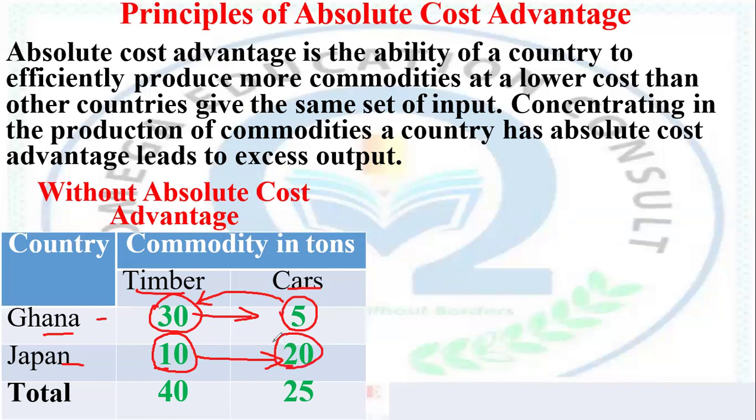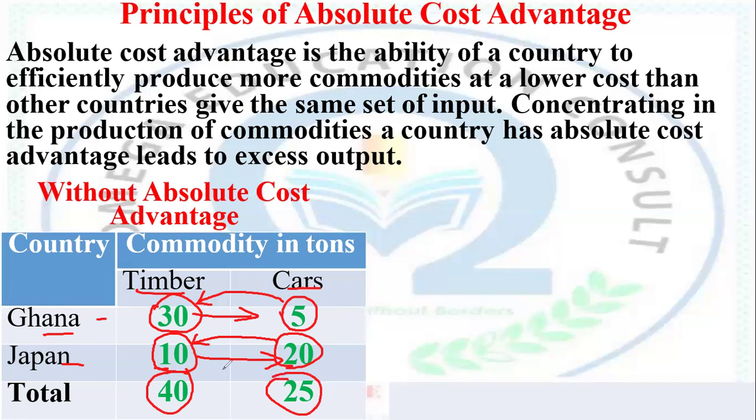And same resources that is meant for the production of 20 tons of cars, when converted to the production of timber, will give Japan 10 tons of timber. So if both countries produce timber and cars, the world output for timber will be 40 tons, and the world output of cars will be 25 tons.